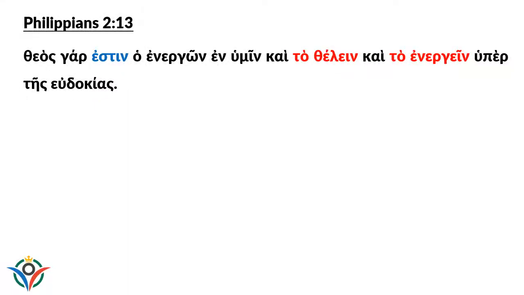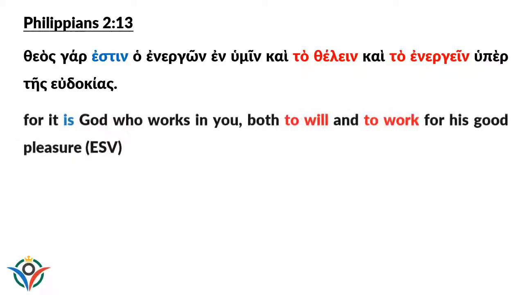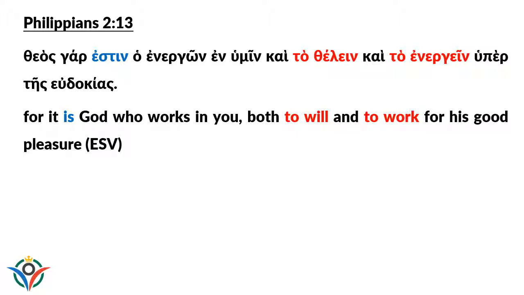The next example comes from Philippians 2 verse 13. The Greek reads, Theos gar estin ho energon en humin kai to thelein kai to energein huper tes eudokias. The ESV has translated this as, for it is God who works in you, both to will and to work for his good pleasure. So let's just make some observations here.